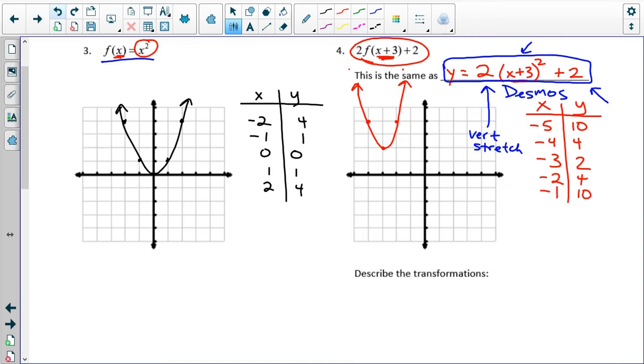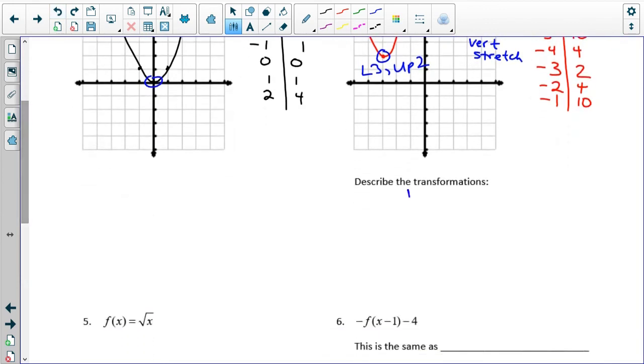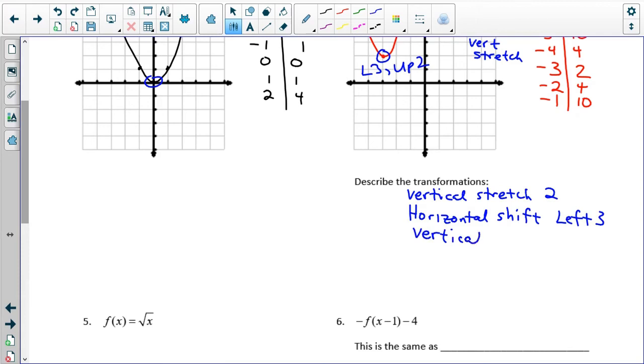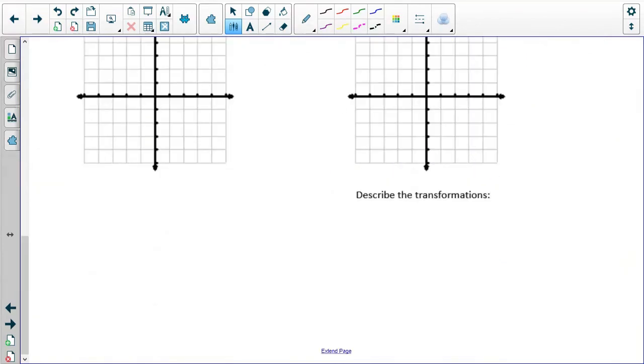The 3 in the middle is a horizontal shift, and I know that that's going to move left 3. So notice that my vertex moved to the left 3. Also, I have a vertical shift up 2. Notice that my vertex moved up 2 as well. So if I describe the transformations, I have a vertical stretch of 2, a horizontal shift left 3, and a vertical shift up 2.